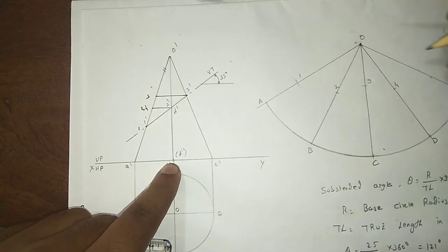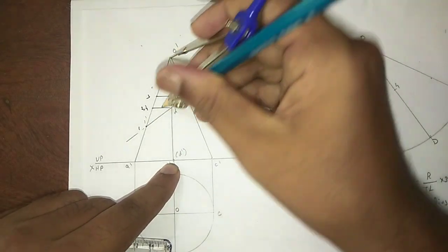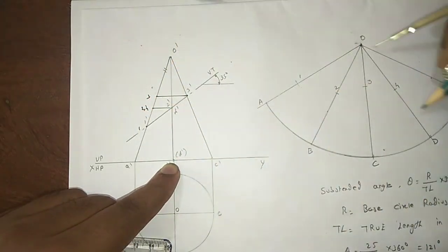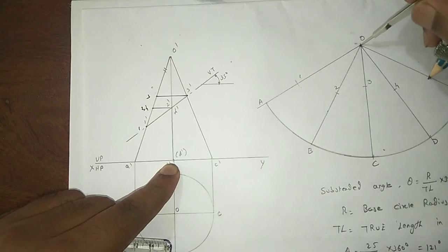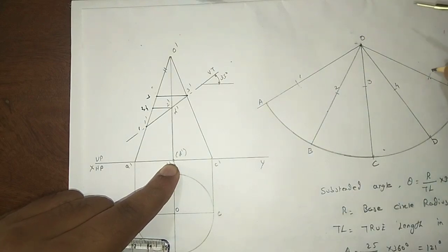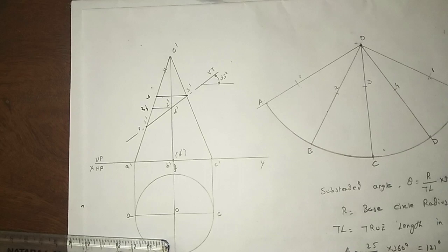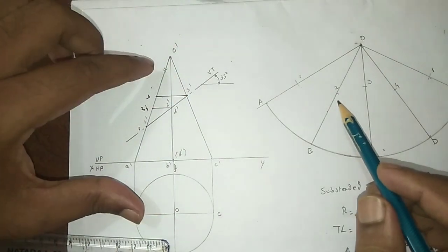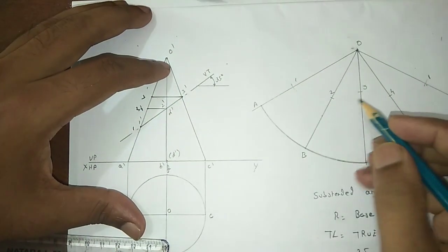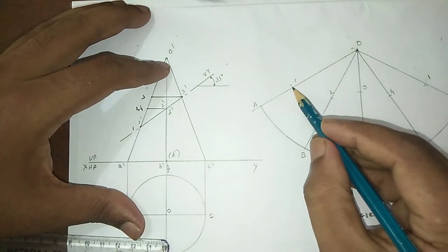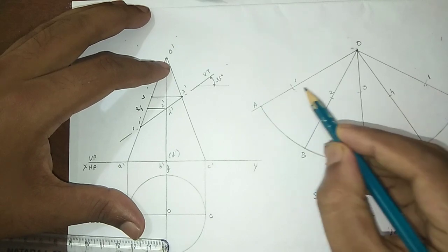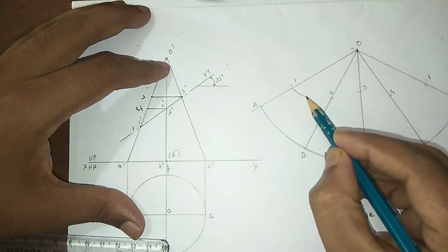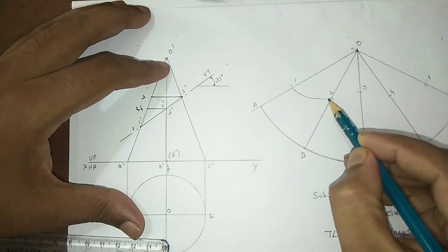And finally O and A. So measure the distance on the true length. Place the compass here and mark the point. This is point number again 1. It's a cone. So we need to connect all the points by drawing a smooth curve. So we start from point 1. You draw like this.